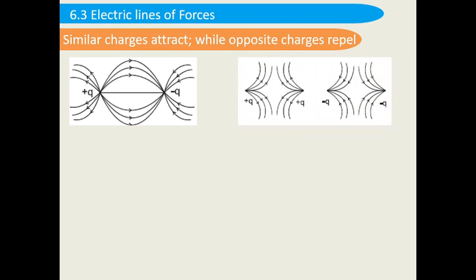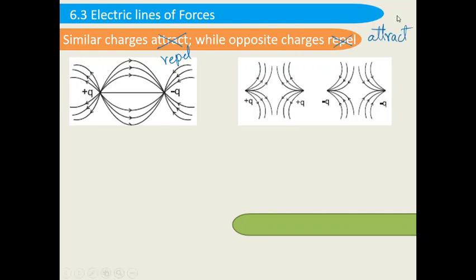So this is about the diagram. The positive and negative charges get attracted towards each other, while similar charges get repelled. So keep this in mind: similar charges repel each other, while opposite charges attract each other. Okay. So the next thing that we are going to learn about is electric flux.